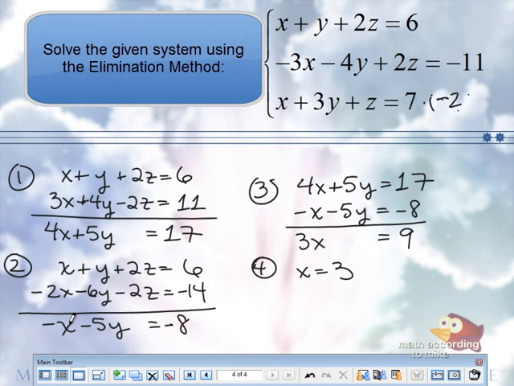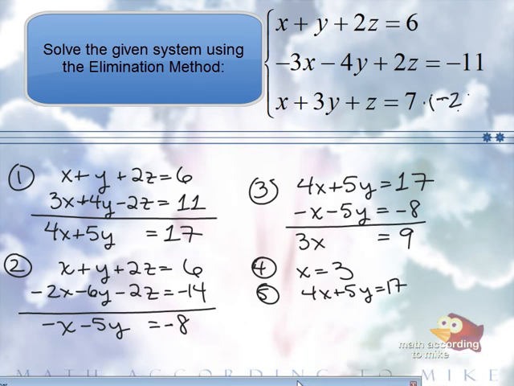So in step 5, instead of 4x plus 5y equals 17, we'll have 4 times 3 plus 5y equals 17. What do we get for y? 1.